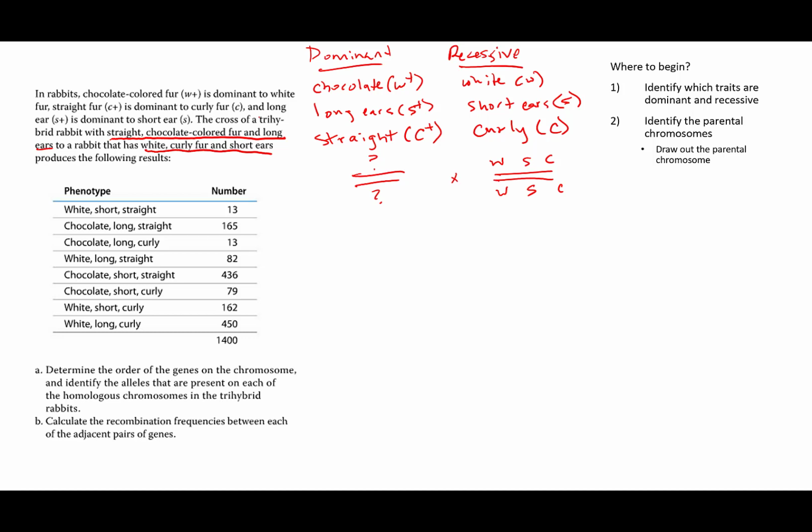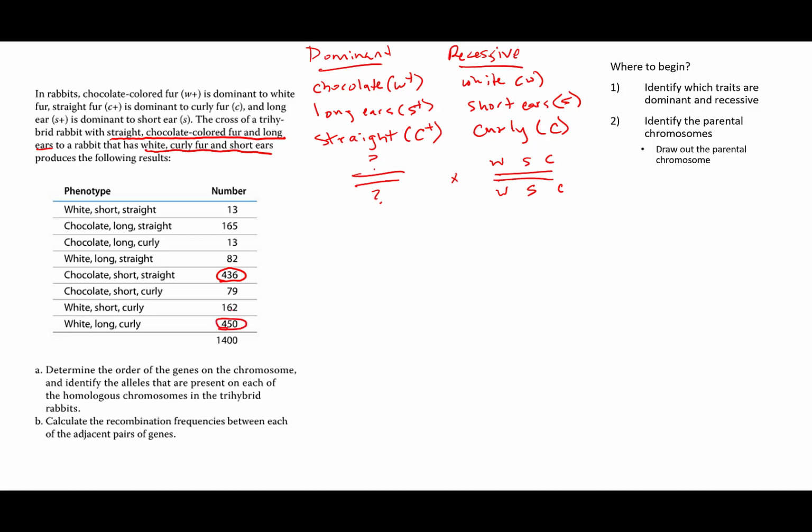So the question is are they homozygous dominant or are they heterozygous for each of these traits? Because that would still result in a dominant phenotype. In order to answer this, we can look to our offspring and we find the offspring that have the largest number of individuals. Those offspring are going to be non-recombinants. They're going to have the parental genotype. And as you see, that's going to be these ones and these ones.